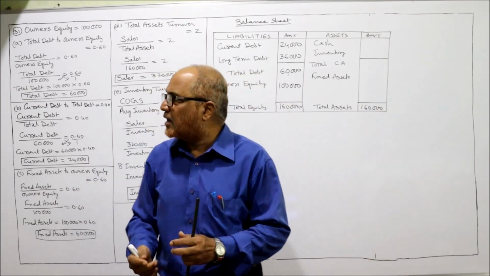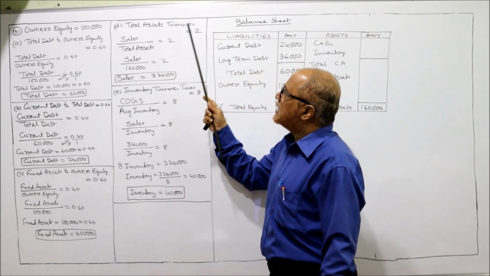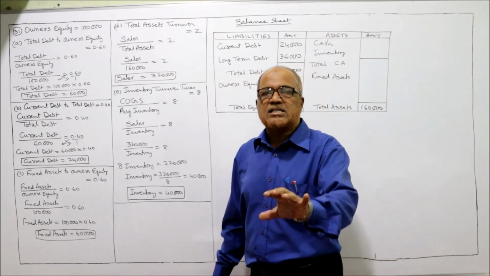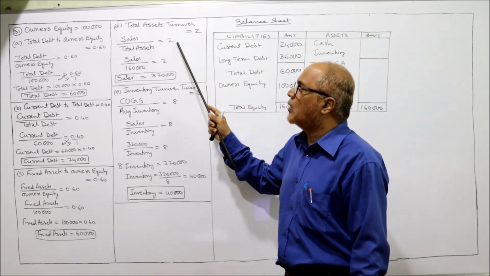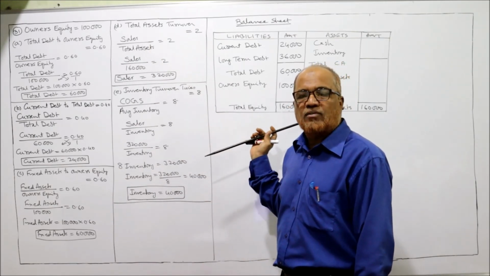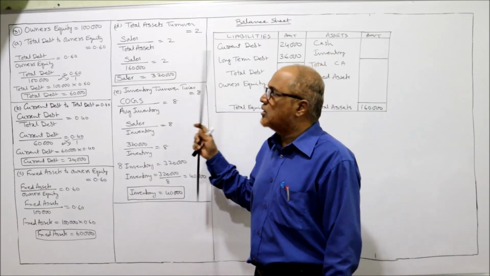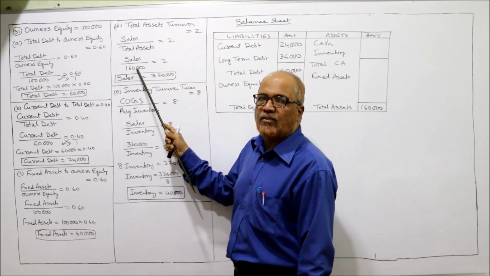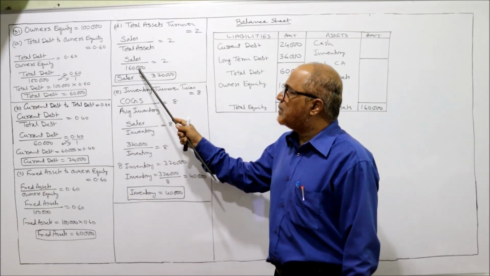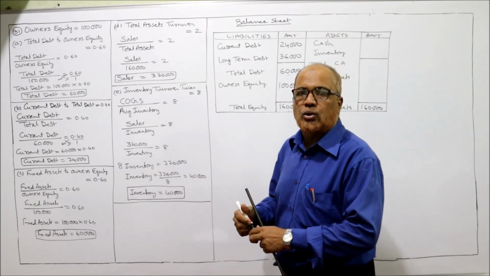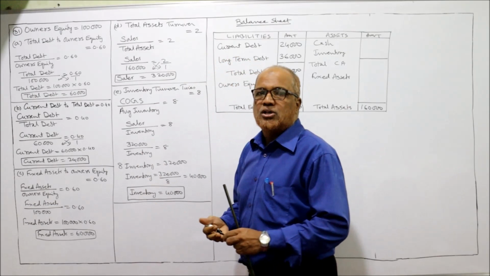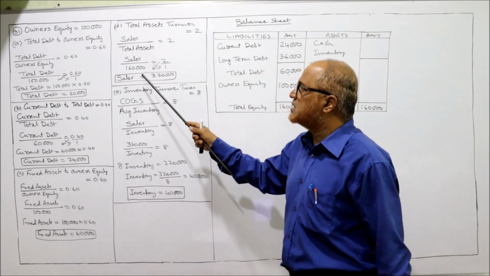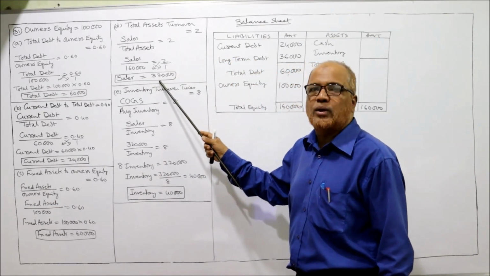Now I am using another ratio. Total assets turnover ratio. The formula is sales divided by total assets is equal to 2. Total assets, just now we have calculated 1,60,000. So in place of total assets, I am writing 1,60,000. Sales by 1,60,000 is equal to 2. Now I am making a cross multiplication. So sales is equal to 1,60,000 into 2, 3,20,000.